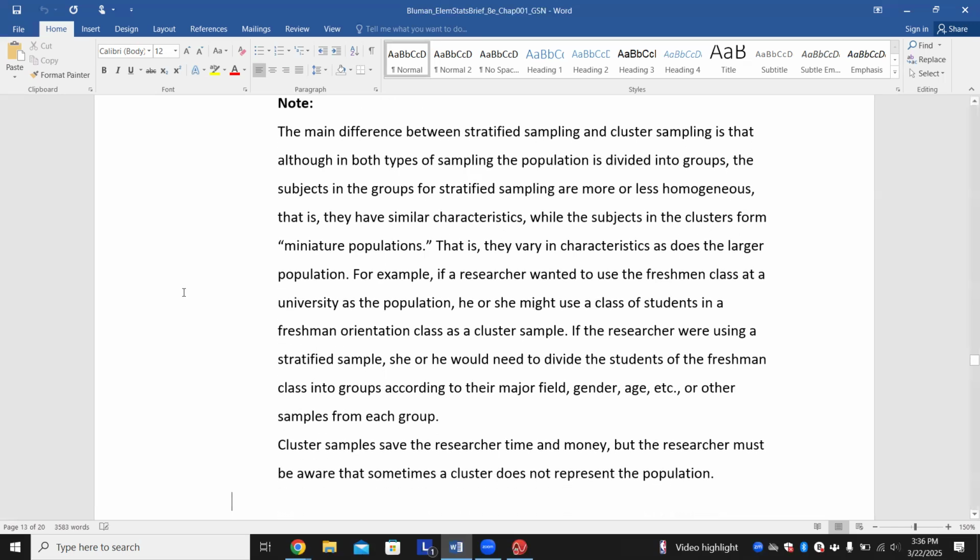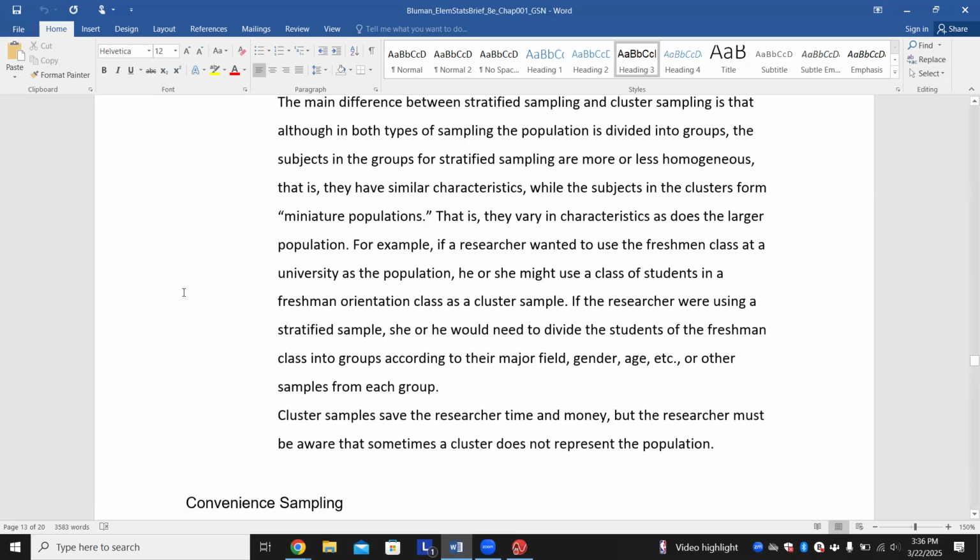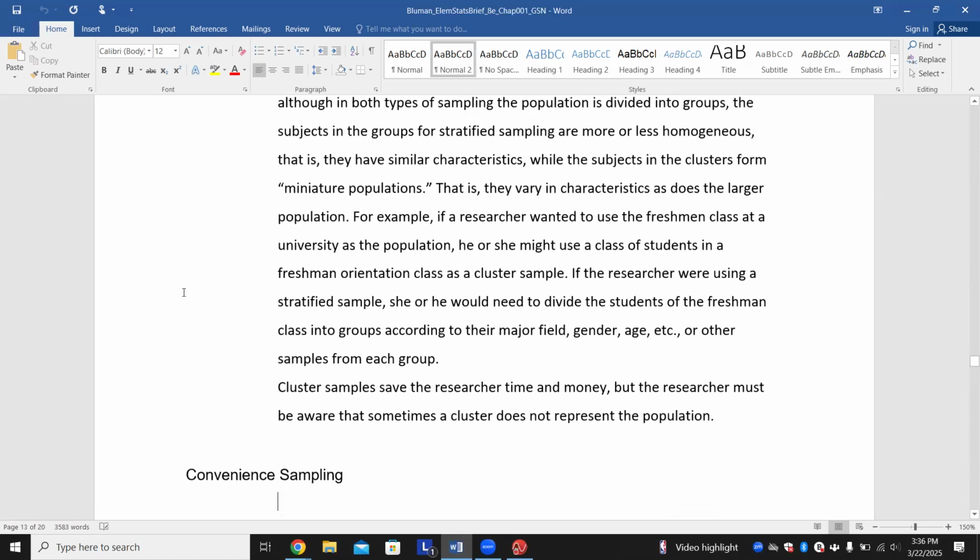Cluster samples save the researcher's time and money, but the researcher must be aware that sometimes a cluster does not represent the population. So, for instance, if I wanted to know how the country felt about the presidency and I just chose New York State, that might not be the same result as if I was to choose Louisiana or something like that. So, cluster can be convenient because it's just one group, but could be kind of skewing the data a little bit.